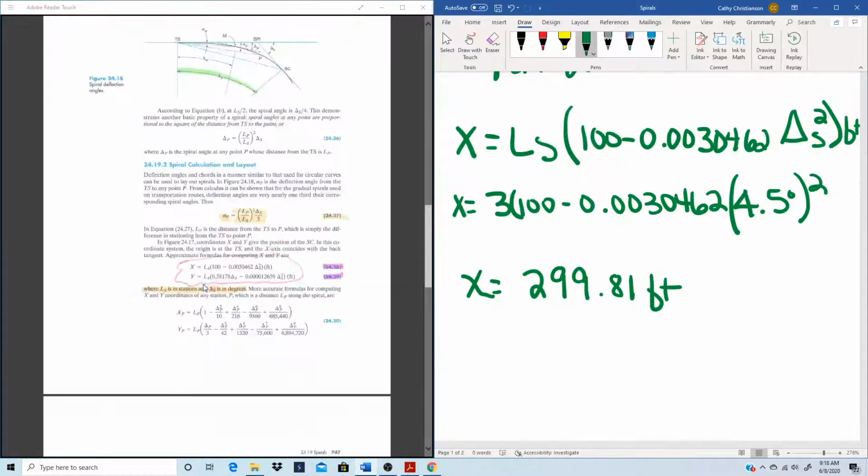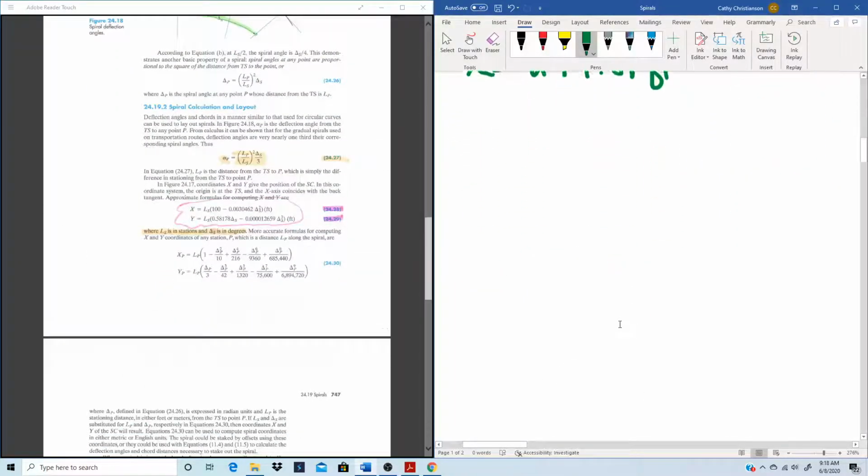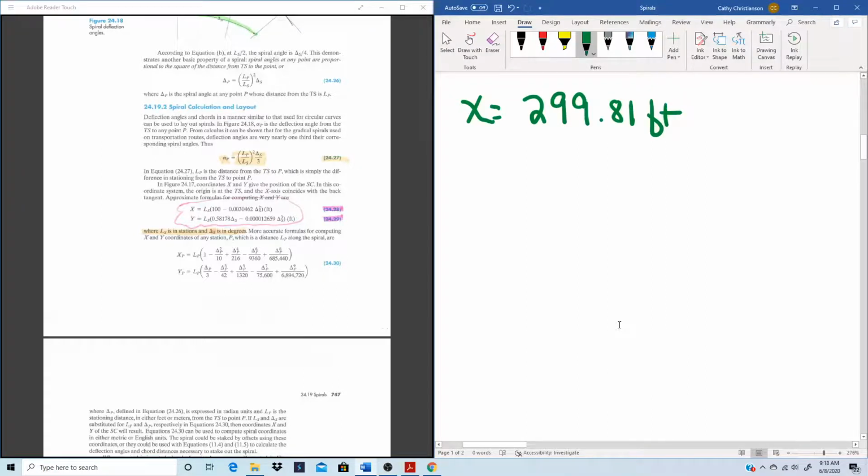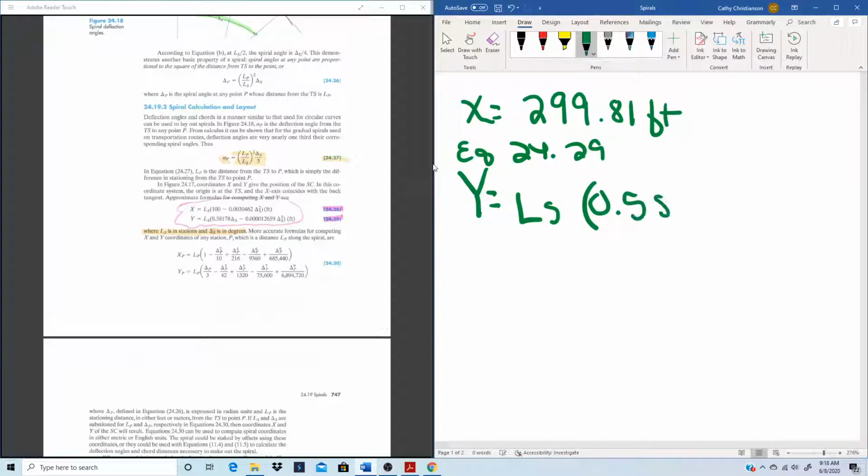So I'm going to go up and get my equation for y. And now, so y equals, and I'm going to say equation 24.29. Y equals LS. And again, the numbers that are in here are constants, 0.58178. So that is a constant. I'm going to have to write this below here. I'm not going to get all that big number in here. So I'm writing all this out.